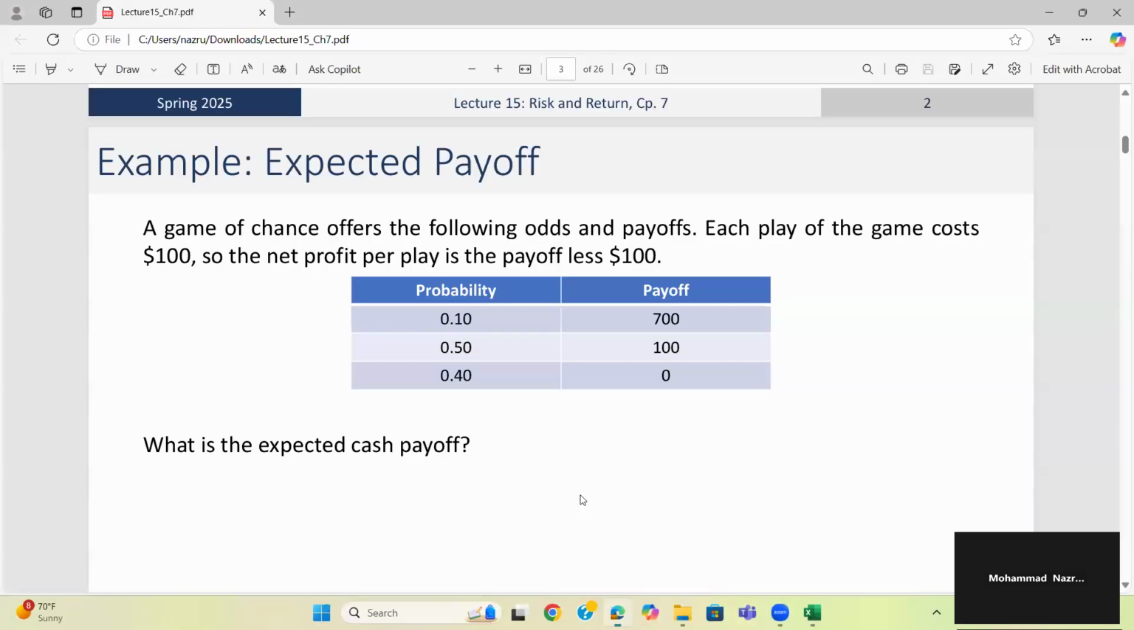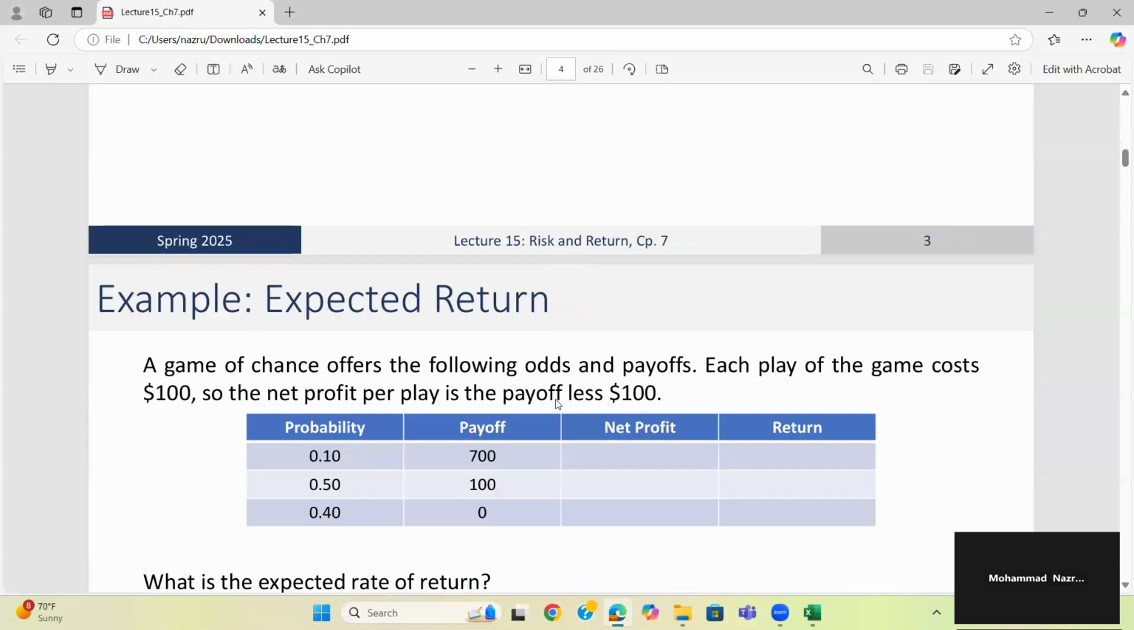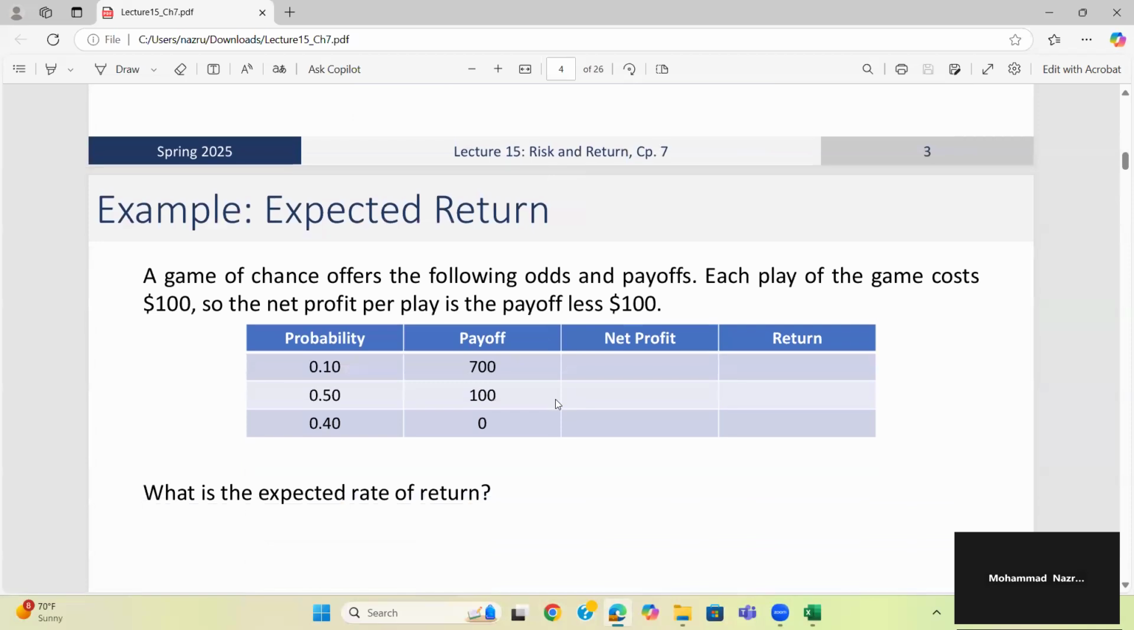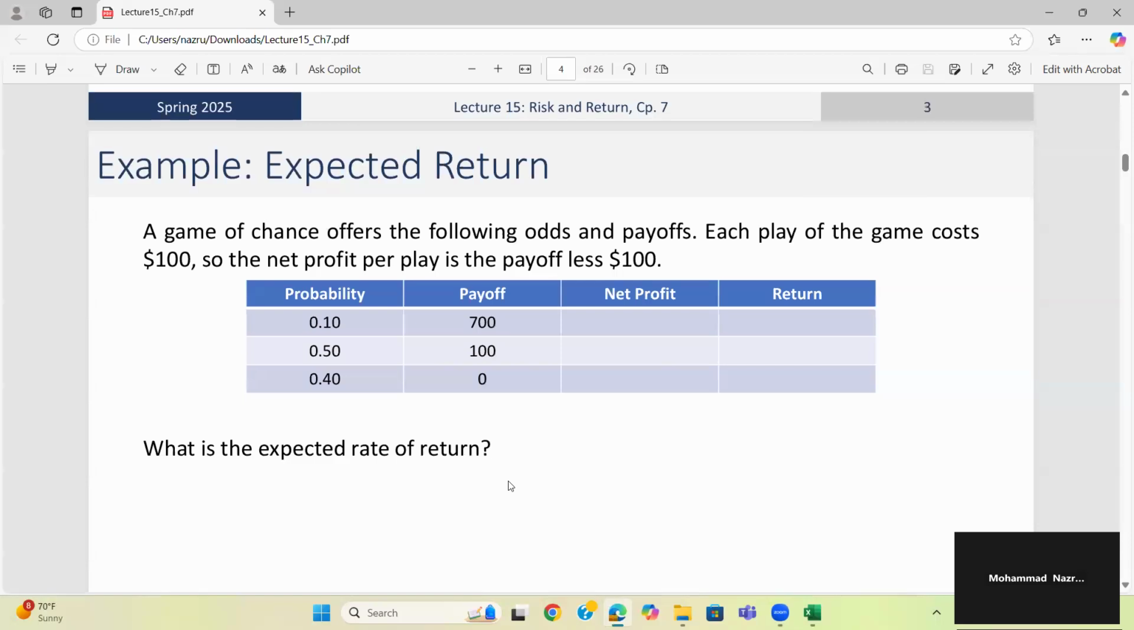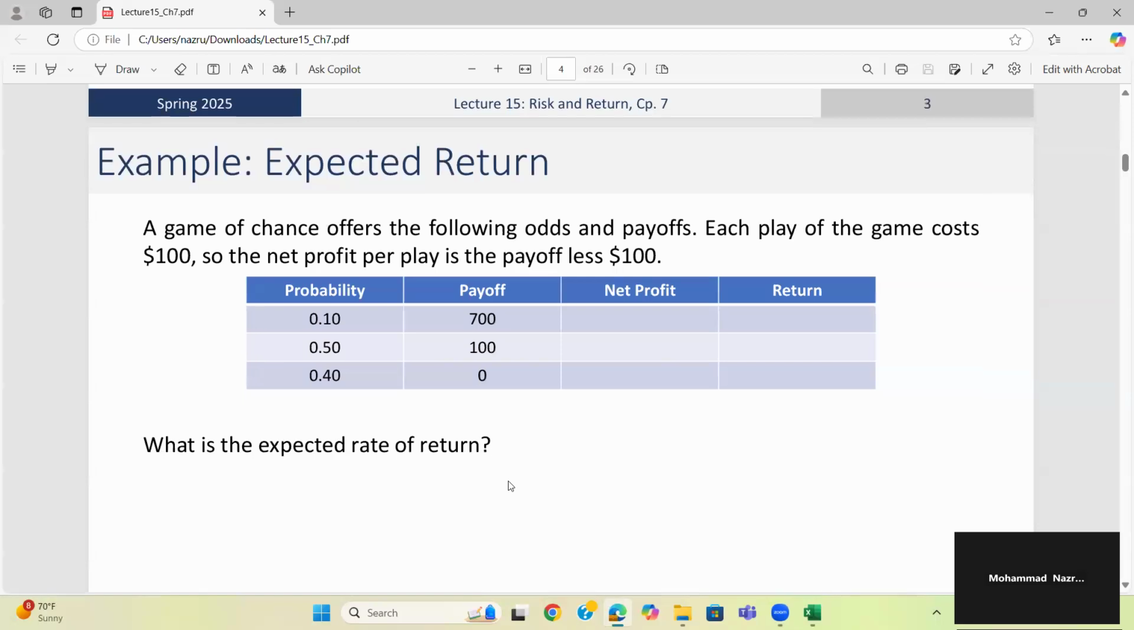So what is the next question here? It is expected return, right? Now we have to calculate the expected return, the probability and payoff. We have already our expected payoff amount. In this question, you need to calculate expected rate of return, where you need the return value, right? You have the probability, but you need the return value. So to get the return value, first we need to calculate the net profits.